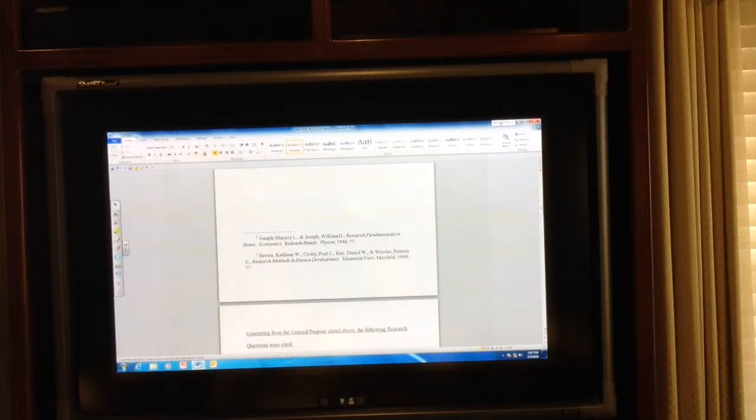You will have the statement after you have restated your purpose, your problem statement. Everyone will have that: Generating from the general purpose statement above, the following research questions were cited.